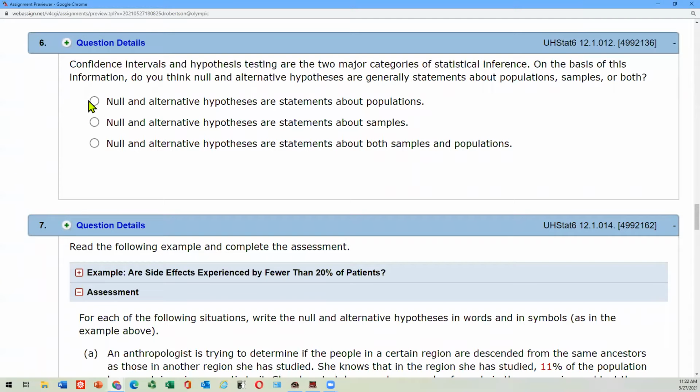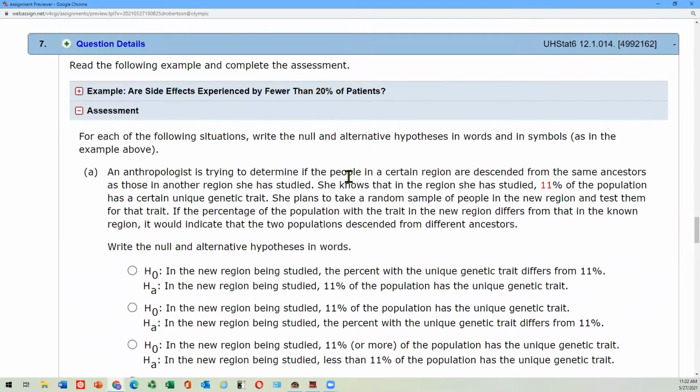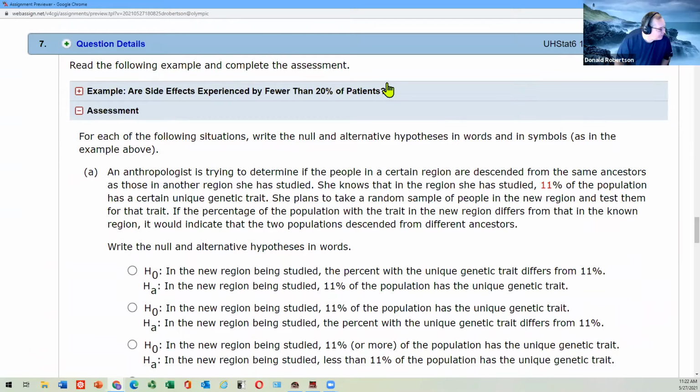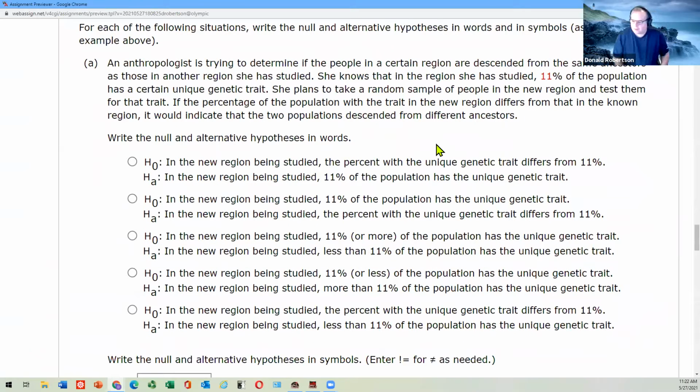Populations. Yay, correct. Okay, you can read this really cool story, but we don't have time. Well, that may interest you, David.